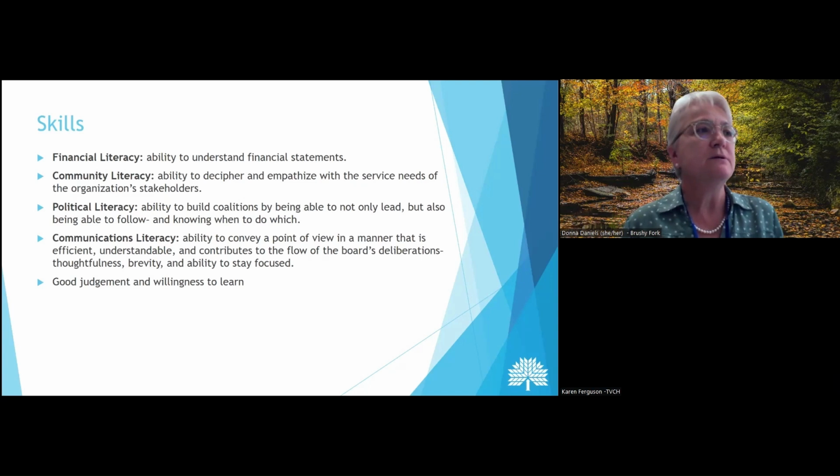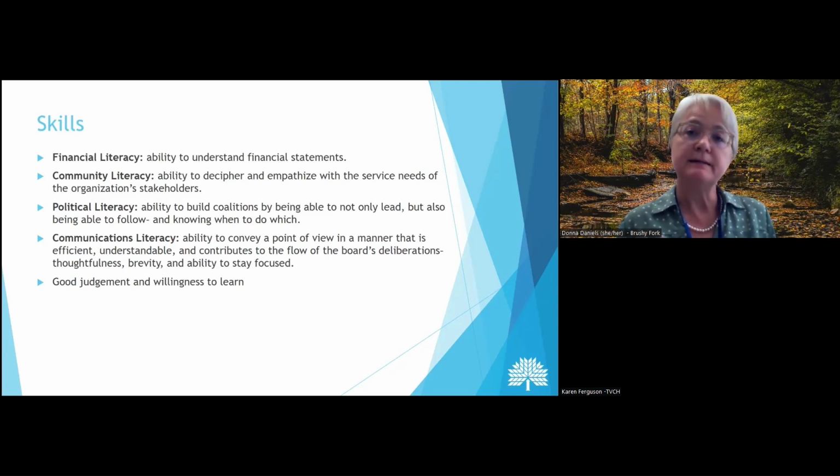They need to have community literacy, this ability to decipher and empathize with the service needs of the organization's stakeholders. So if they don't have an understanding of where you're working and who you're trying to serve, they may not be the best board member. They also need to have some political literacy. They are ambassadors. Colby brought that up earlier. They're ambassadors for the board.